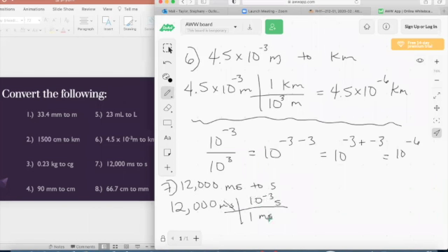So the milliseconds and the milliseconds cancel out. We multiply 12,000 times 10 to the minus third, and we just end up moving the decimal place to the left 3 times. So 1, 2, 3, and we'll end up with 12 seconds. So all we did for the shorthand version was move that decimal place to the left 3 points. That's how we ended up with 12.